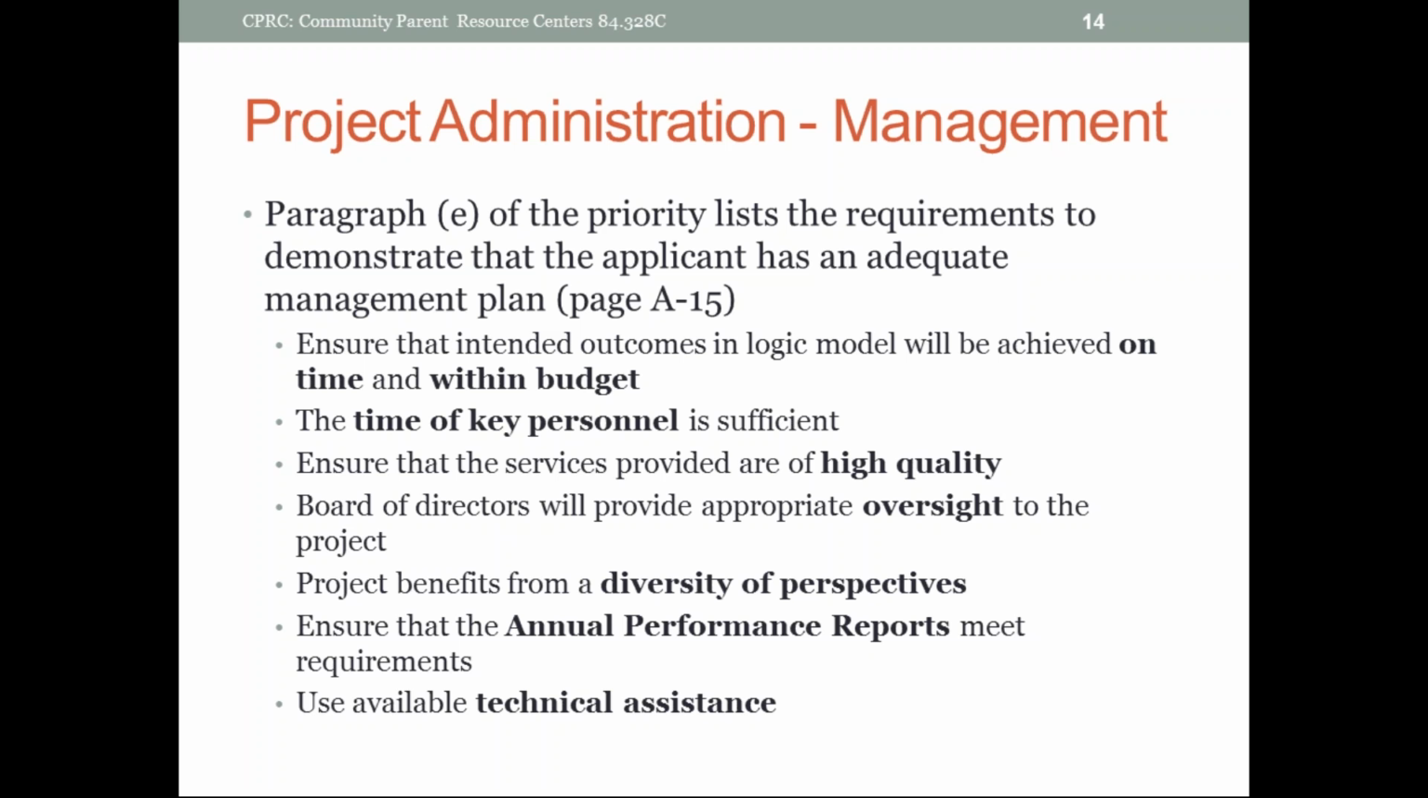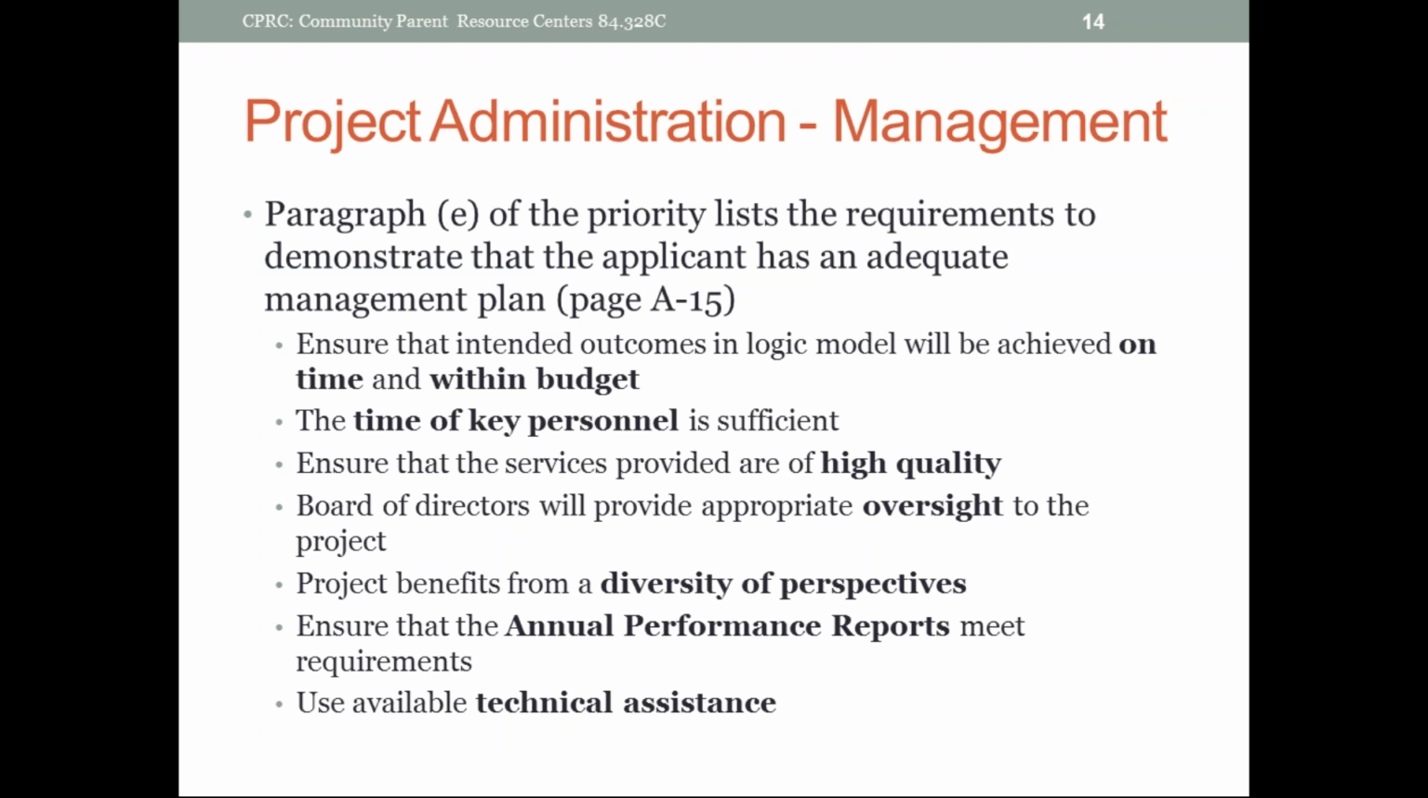That's important. How the project will benefit from a diversity of perspectives from lots of different groups, from parents, from other groups in your community. How you'll ensure that the annual performance reports that you will have to submit meet the requirements, and then that you will be using available technical assistance.